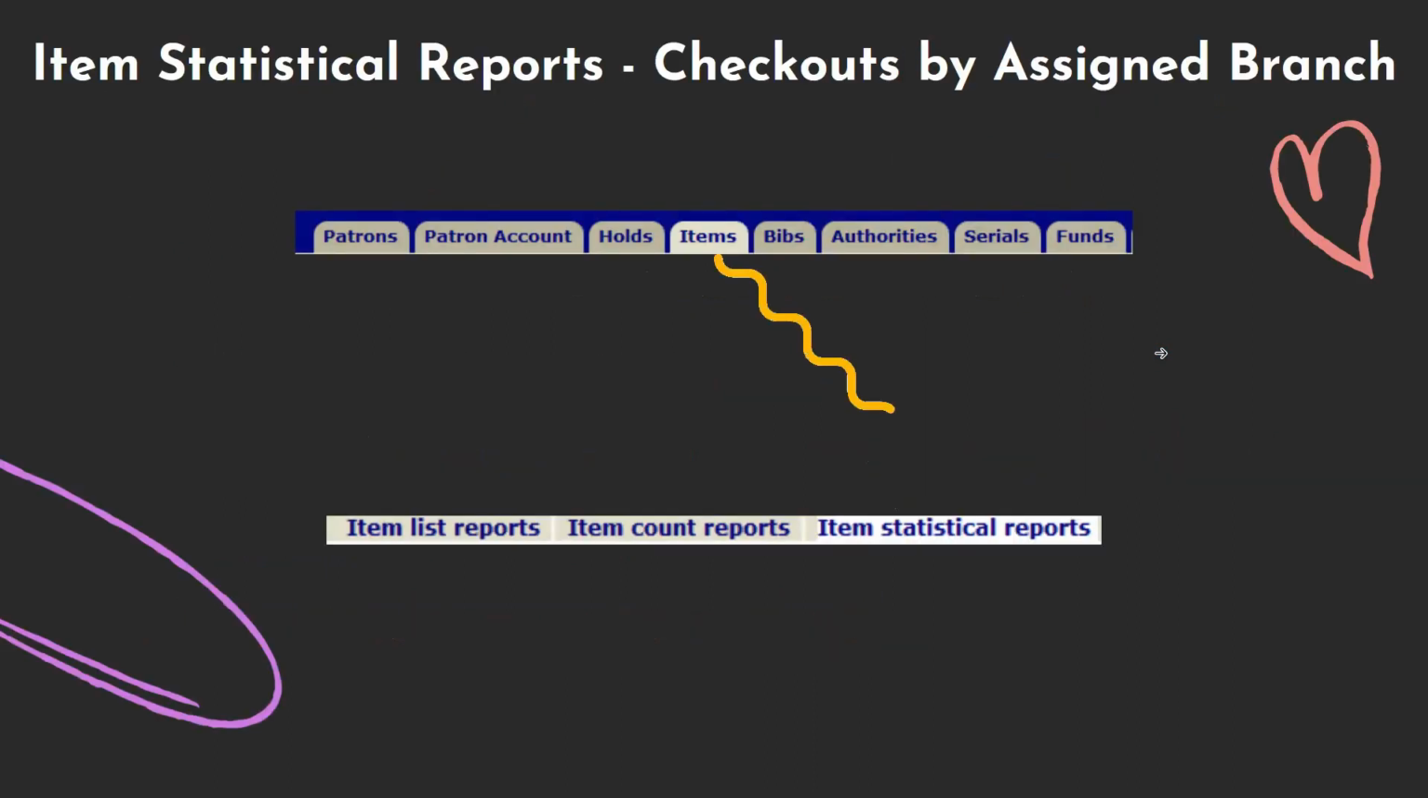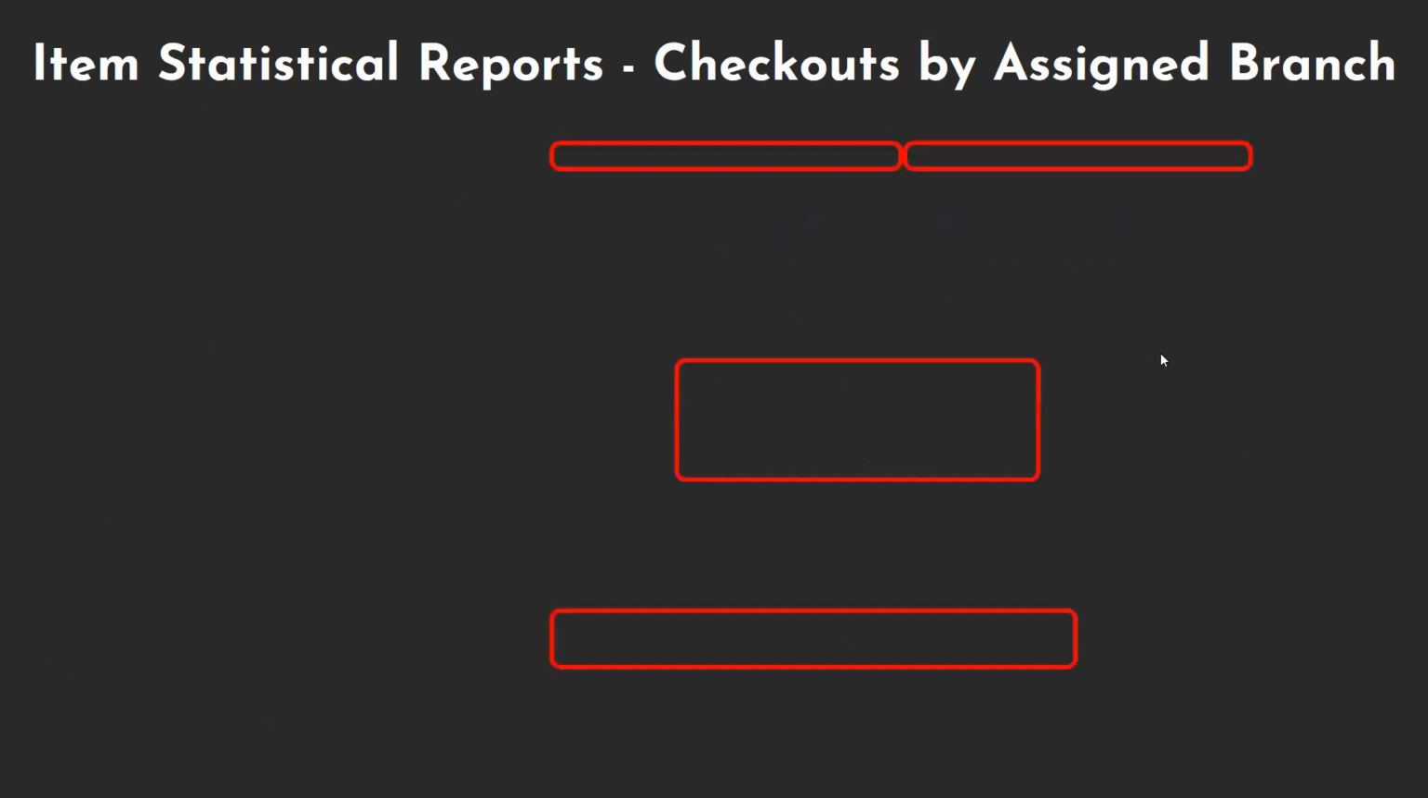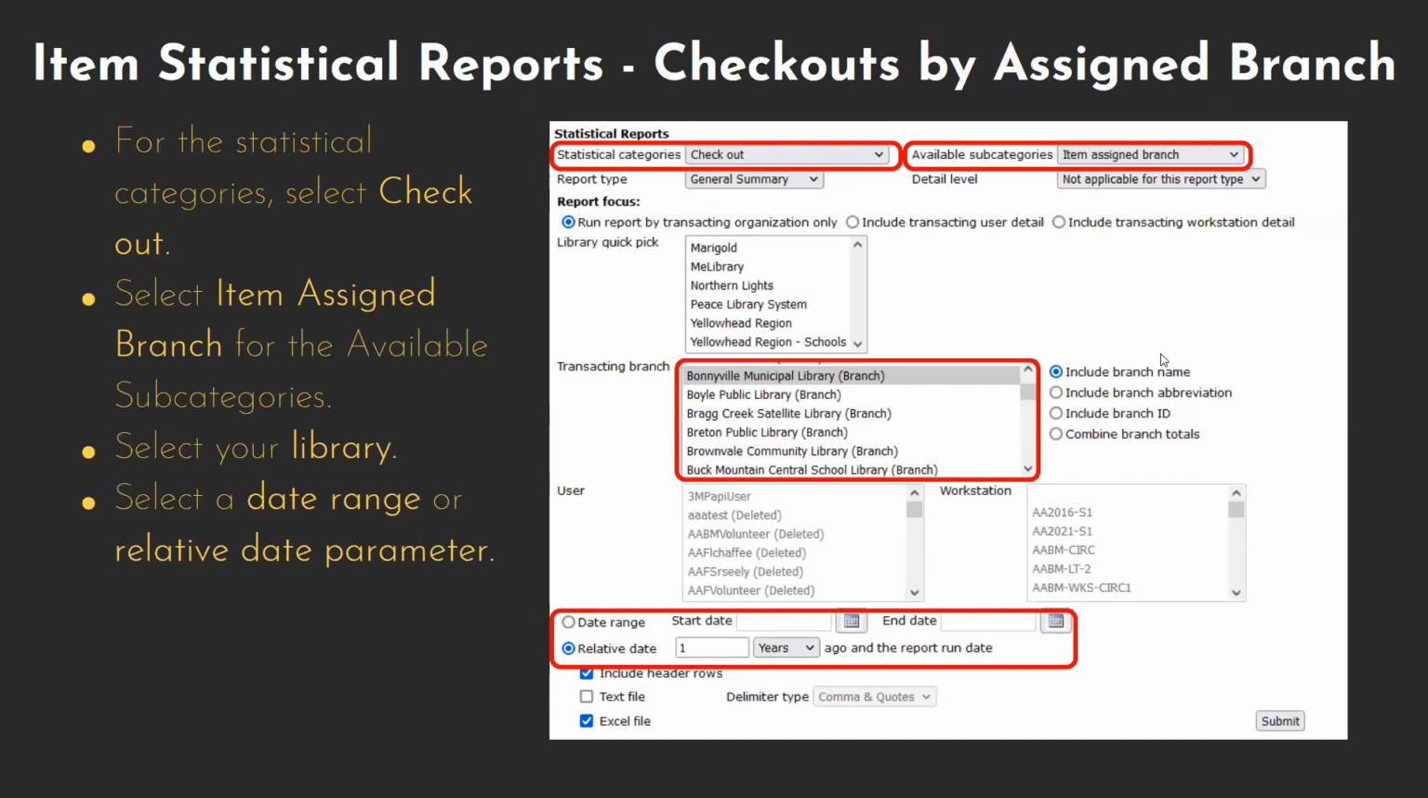We're starting in the items tab because we had highlighted items, and then we are going to move into the item statistical reports. Beautiful. Okay, so for this report, the very first one, which is checkouts by assigned branch, we are going to go into the statistical categories and use the drop-down menu and select checkout. When you drop down that menu, that is the extent of reports you can choose for a statistical report, so a little bit more limited, but checkouts is very clear and easy.